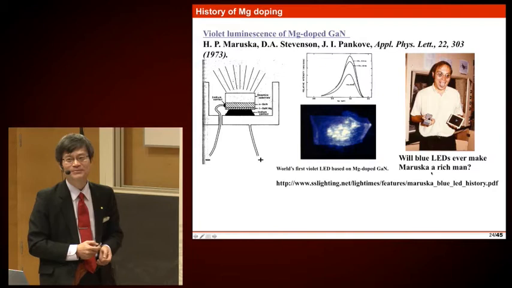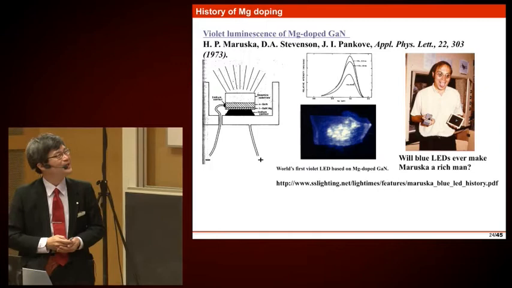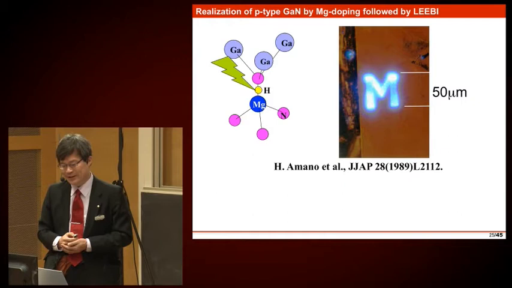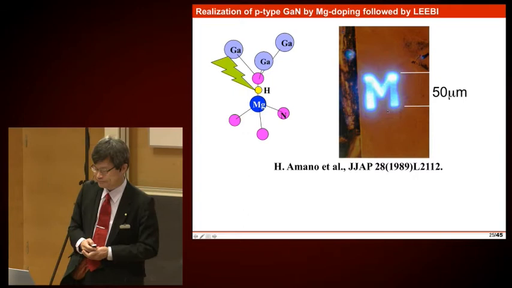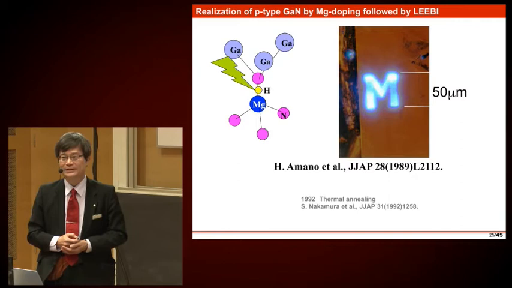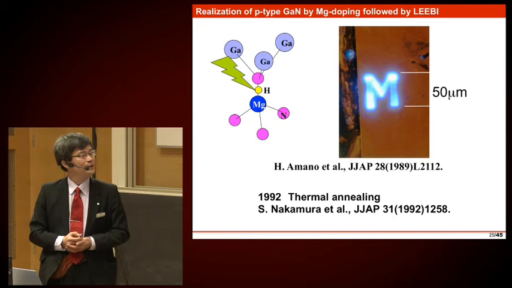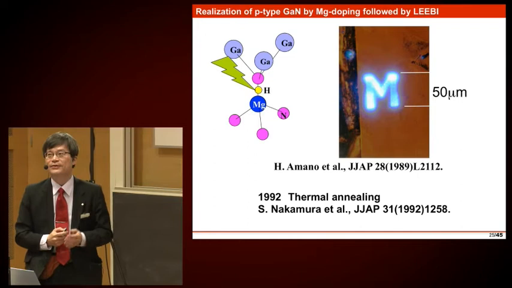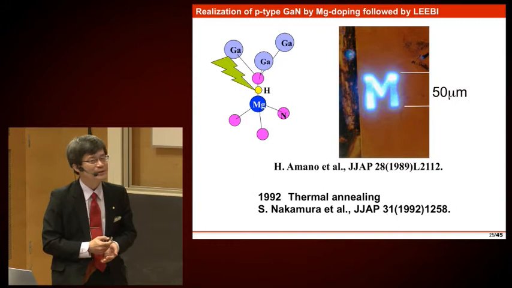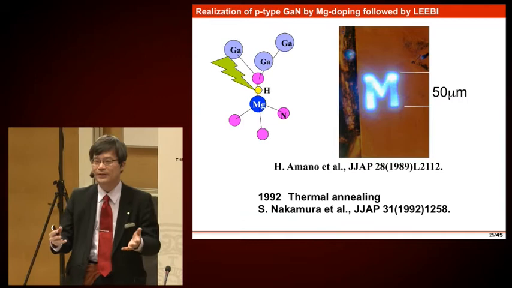Anyway, the as-grown magnesium-doped gallium nitride shows high resistivity, but after low energy electron beam irradiation treatment, it becomes p-type. But soon after, Professor Nakamura of the Nichia group found that p-type gallium nitride was possible by very simple thermal annealing. So this thermal annealing became popular, and all companies use this technology today.